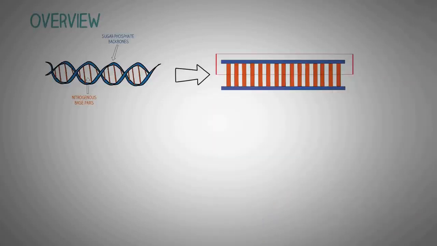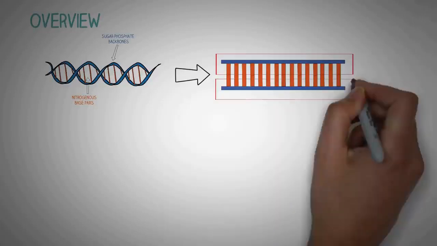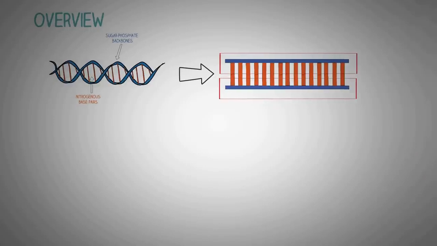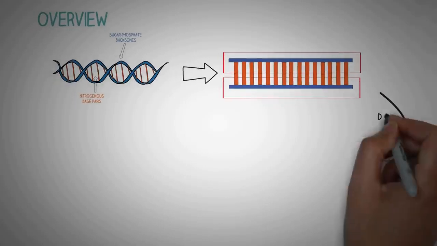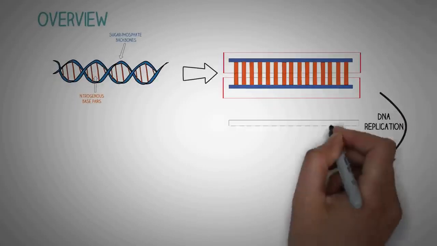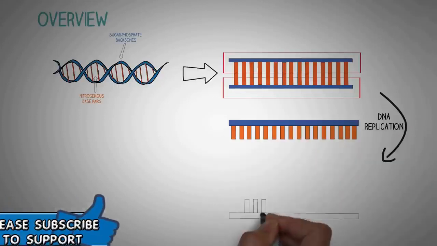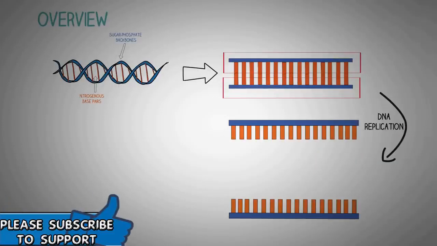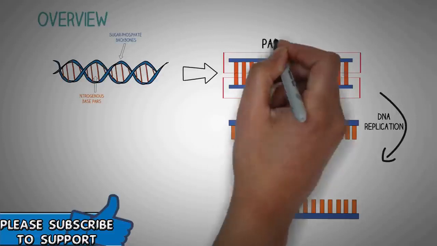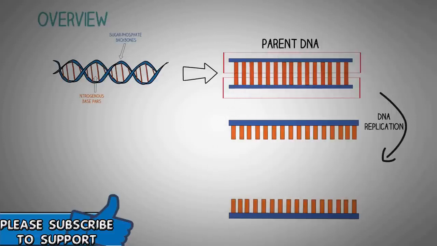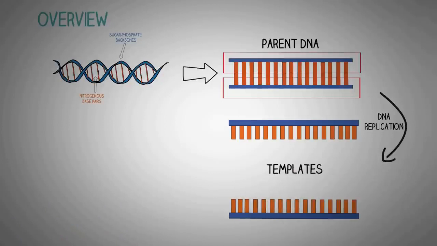In this example, you can see that the DNA consists of these two strands which run almost parallel to each other. Now, in the process of DNA replication, these two strands separate. The original DNA which separates to form these two strands is called the parent DNA. And then these two separated strands act as templates upon which new strands are copied and formed.